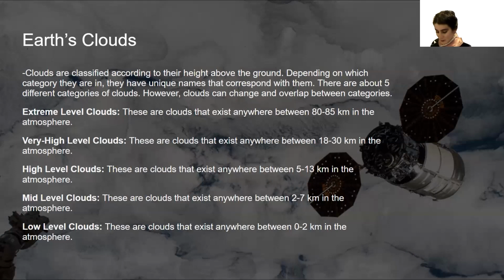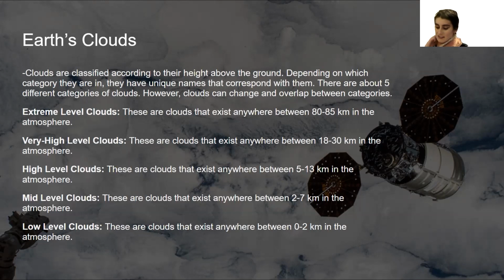So after that information dump, it's also a great idea to take a look at some clouds in and around our planet. These cloud types are also applicable to other planets as well. Clouds are classified according to their height above the ground, depending on which category they are in. They have unique names that correspond with them. There are about 5 different categories of clouds. However, cloud species can change and overlap between these categories. This isn't a complete list of all the different types of clouds, but a few that are very relevant to this presentation. You'll also see that a lot of creativity from the scientific community went into the names of these cloud categories.